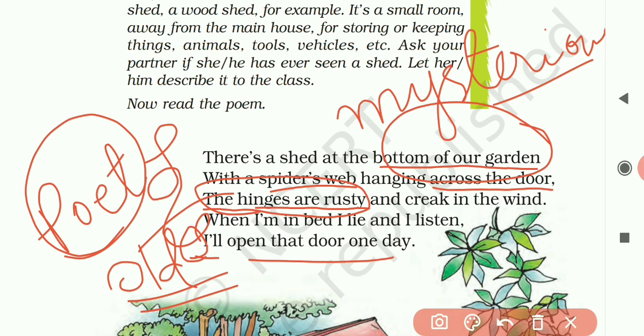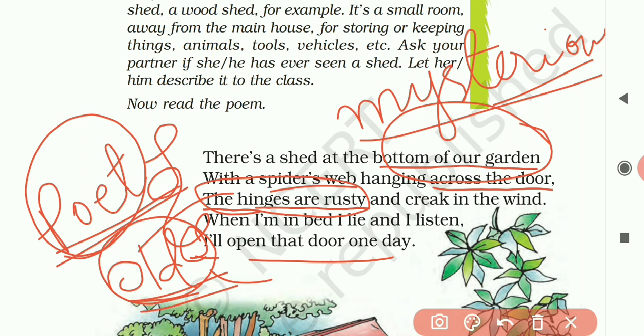This particular phrase refers to an old building. It's not a new one. It's a very, very old one. Who had constructed it is not mentioned here. Maybe the poet's grandfather had constructed it, or the poet's father had made it. But unfortunately they have stopped visiting that particular room. They have stopped caring for the room, and nobody goes there. That's why it's a kind of mysterious place for the little boy, our poet.